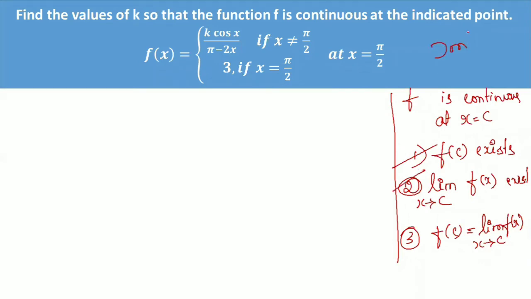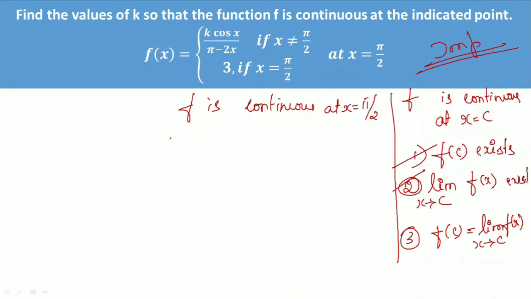And this is very, very important. First and second. Okay. So what does the first condition say? We know that f is continuous. Okay, f is continuous at x is equal to pi by 2. So which means c is equal to pi by 2.